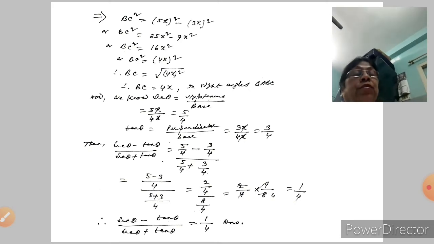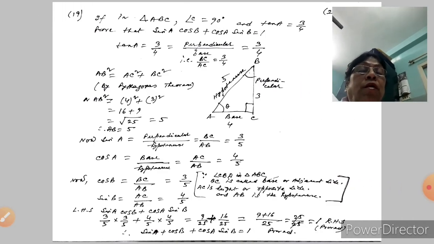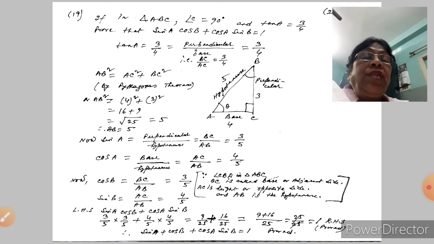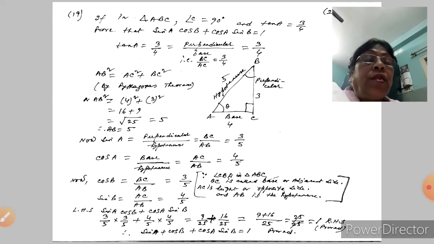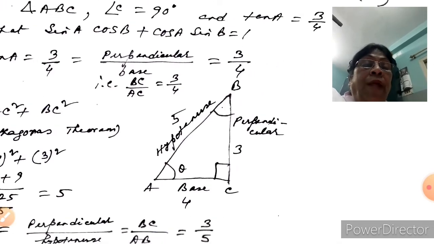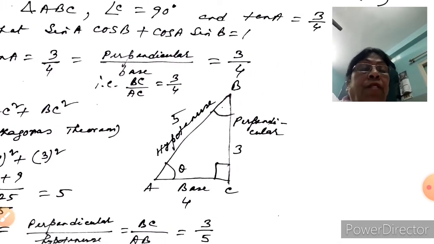Okay. Now comes question number 19. If in triangle ABC angle C is equal to 90 degrees and tan A is equal to 3 by 4, prove that sin A cos B plus cos A sin B is equal to 1. Tan A is equal to 3 by 4. We know tan A means perpendicular by base, so BC by AC is equal to 3 by 4.